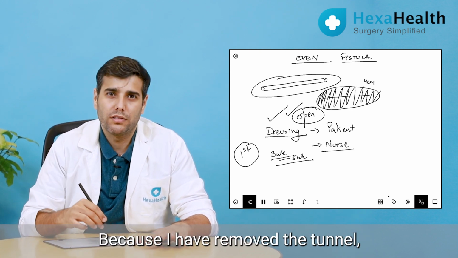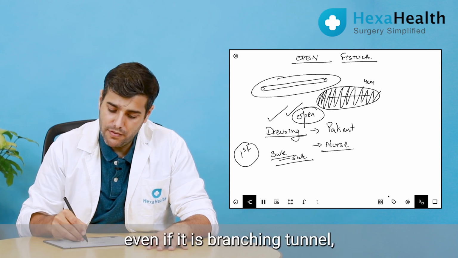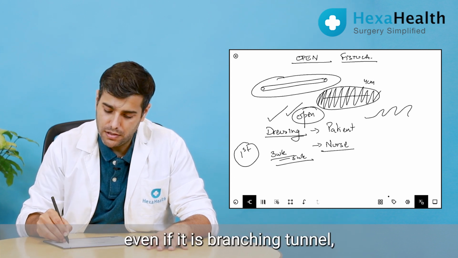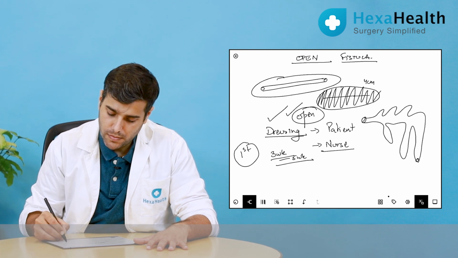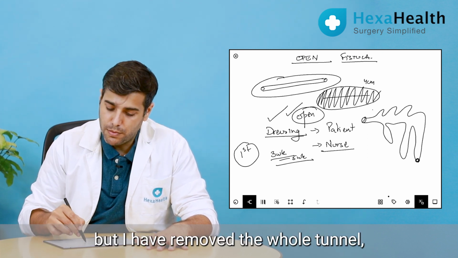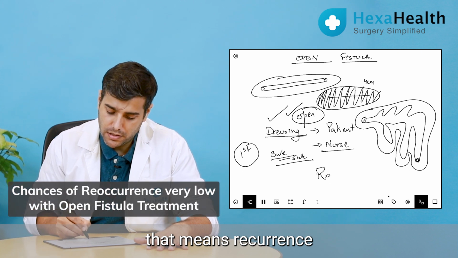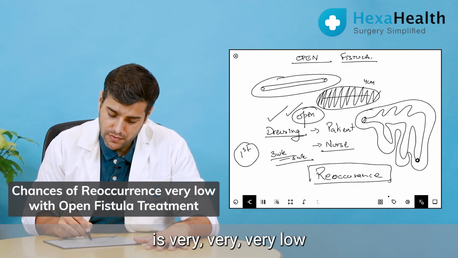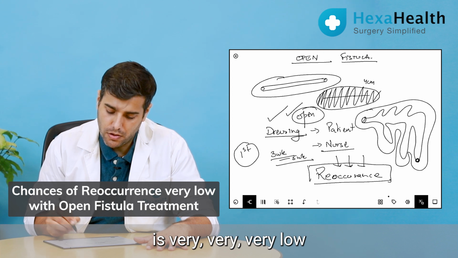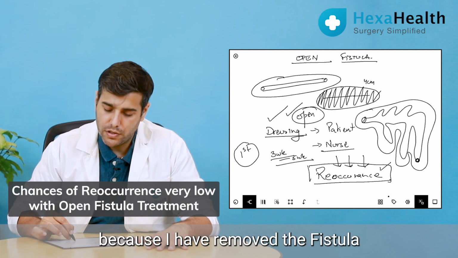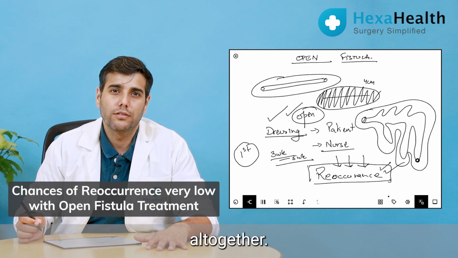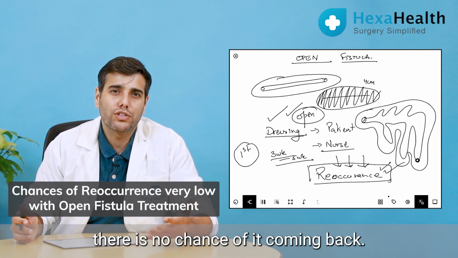Because I've removed the tunnel, even if it is a branching tunnel, I've removed the whole tunnel, that means recurrence is very, very low. Because I've removed the fistula altogether. Because if the fistula is removed, there is no chance of it coming back.